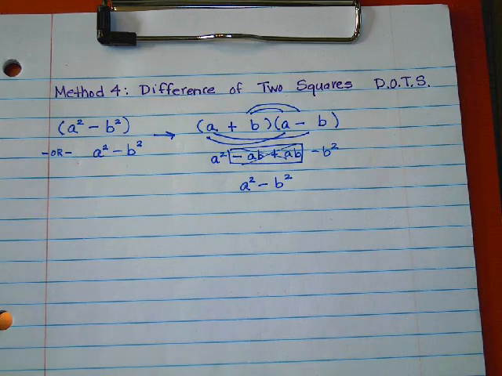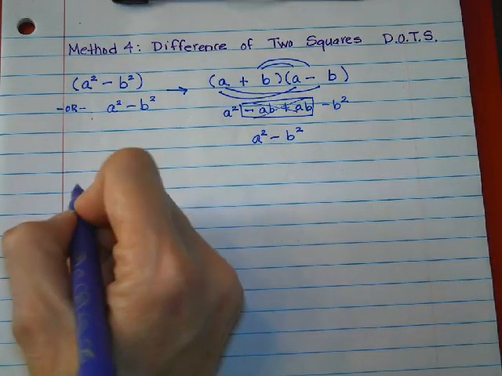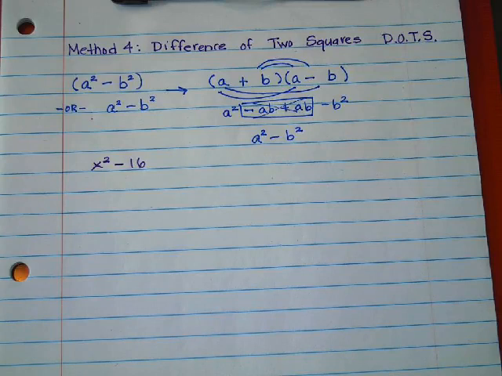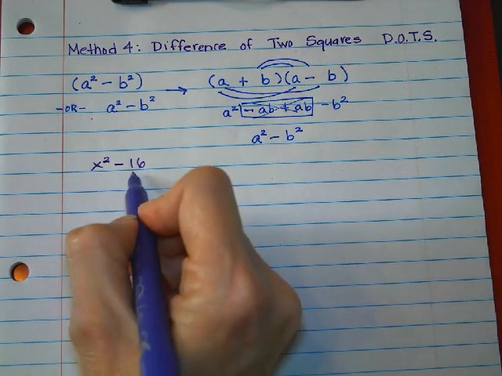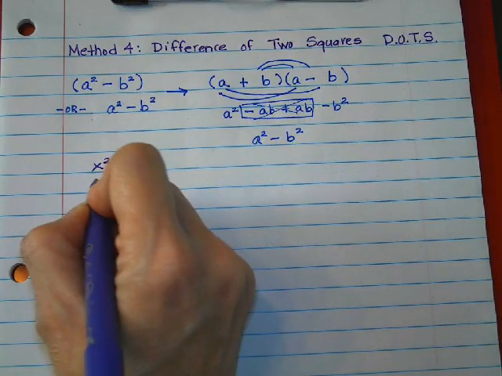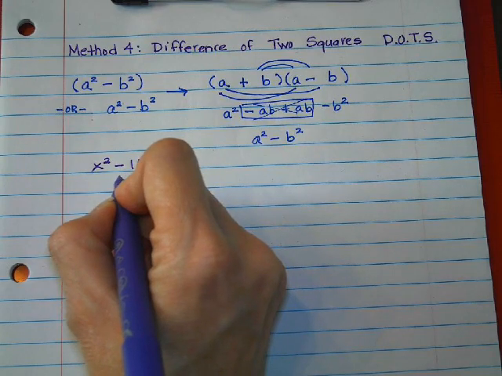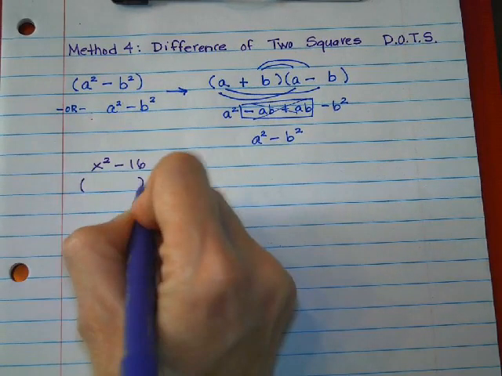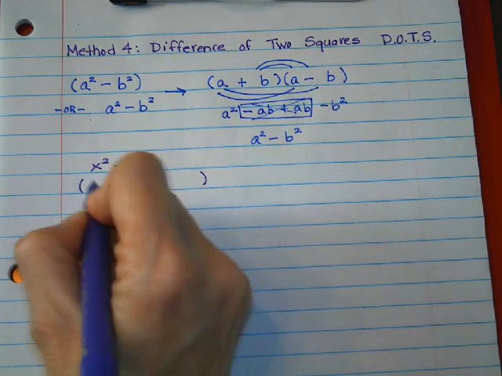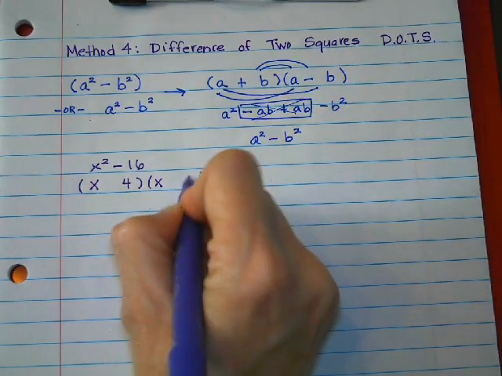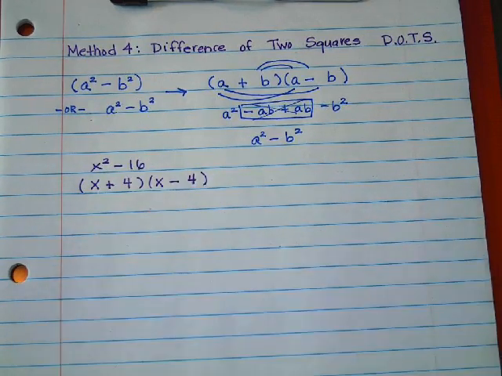So now we're going to do an example with values. Let's do a couple actually. I'm going to start with an easy one, then we'll move up. Let's do x squared minus 16. We ask ourselves, is x squared a perfect square? Yes. Is 16 a perfect square? Yes. And this is a subtraction sign. So this would factor into two sets of parentheses. The square root of x squared is x. The square root of 16 is 4. One would get a positive and the other would get a negative.